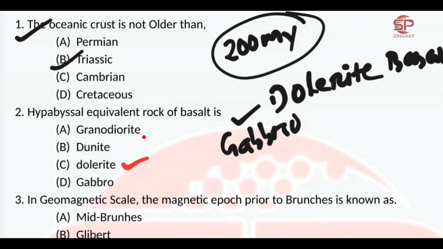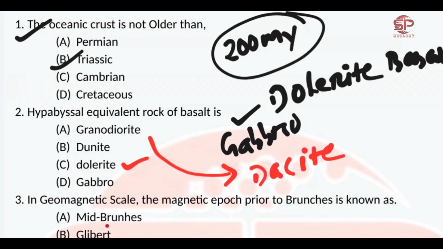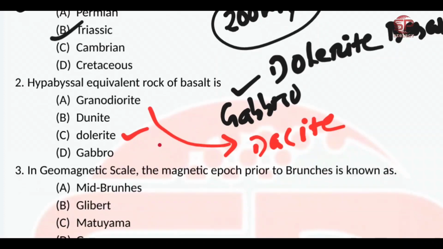And granodiorite is a plutonic rock. It has a volcanic equivalent of dacite. The dunite doesn't have any equivalent.